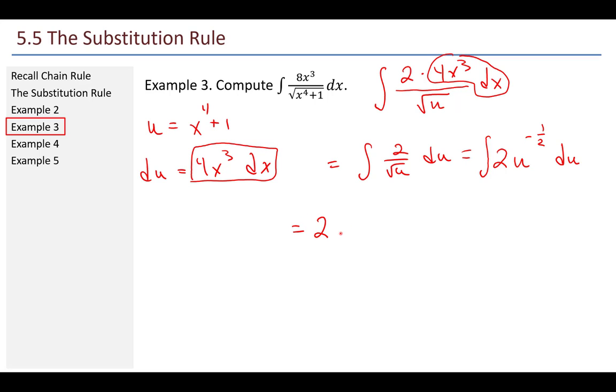Constant stays there, leave a little space. U, raise the exponent by 1, so I get a positive 1/2. Multiply in front by its reciprocal. Add c. And now I think I'm ready. Let's see, what is the u? The u was x to the 4 plus 1. And that's raised to the 1/2 power plus c, and I'm done.